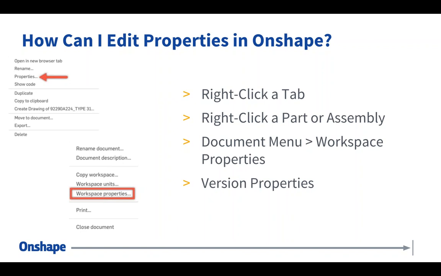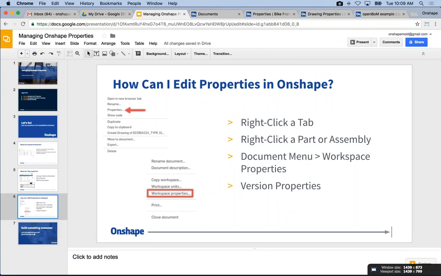Again, you'll find them under the document menu. You'll find them in the right-click menu, probably the most common, just right-clicking. But you'll also find them when creating a version. So let's jump into a simple example of this. And as I mentioned before, it's very, very basic.